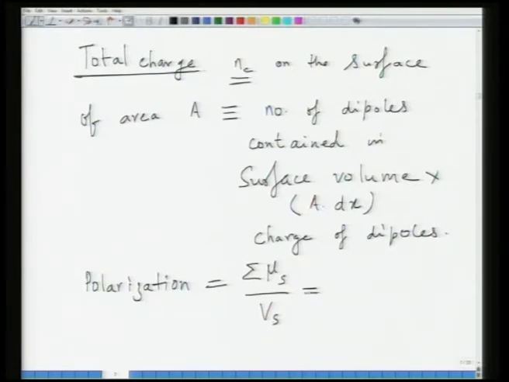And what is mu s? Mu s is nothing but sigma s q into dx, where this subscript s is nothing but surface. S refers to surface. And what would Vs be? Vs would be A into dx.